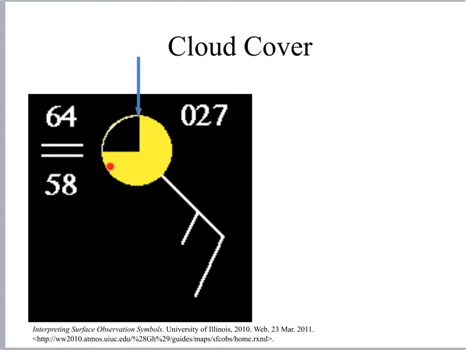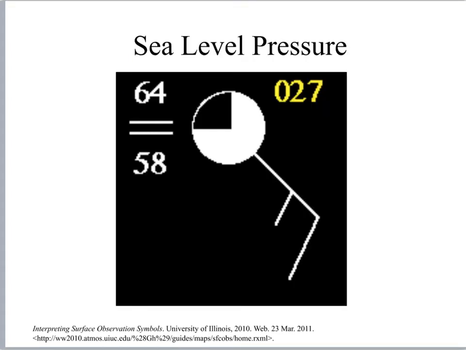Like I said earlier, the circle represents the cloud cover, so we can think of this as a percent. So about 75% of the sky is covered with clouds. The upper right-hand corner is the sea level pressure. Some areas aren't at sea level, so they adjust the pressure to be represented at sea level so that we can compare any city at sea level pressure.